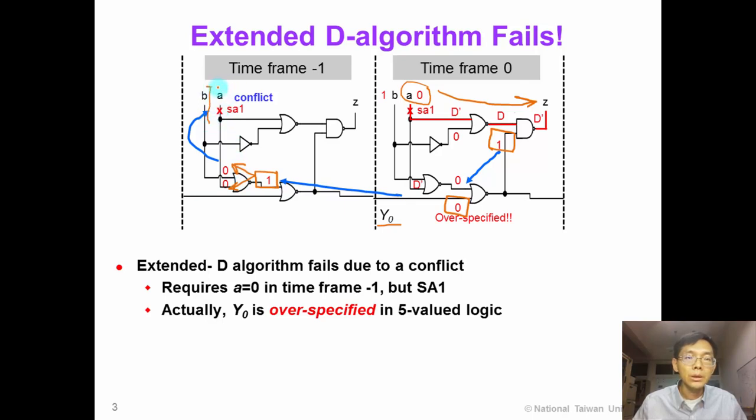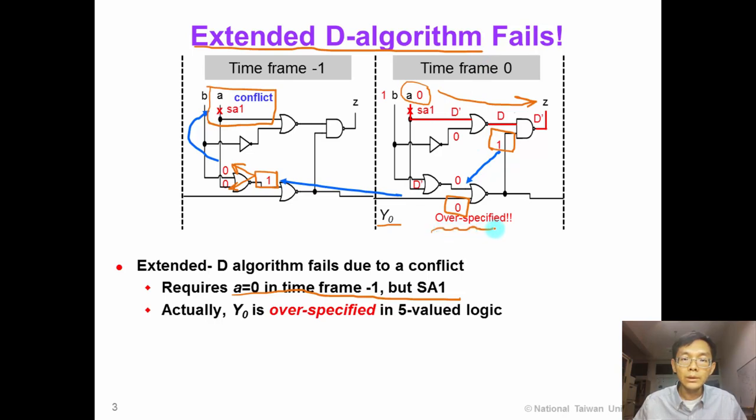In that case, we will need a 0 at input A in time frame minus 1. But this is a conflict because this is actually a stuck at 1 fault. So according to the extended D algorithm, this fault cannot be tested. This is very confusing, since we already showed that this fault is testable. Why does the extended D algorithm fail?